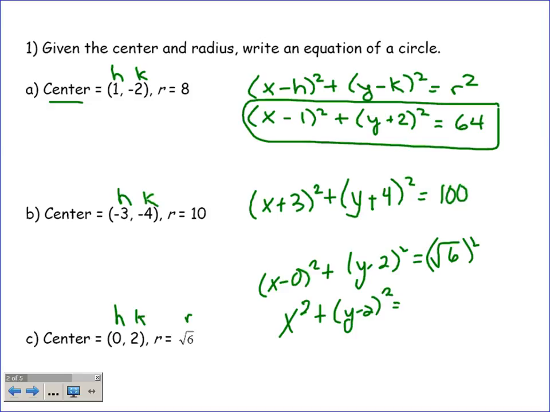And what's the square root of 6 squared? It's just 6, so make sure to write that as just 6. Right? So that one's a little bit different.